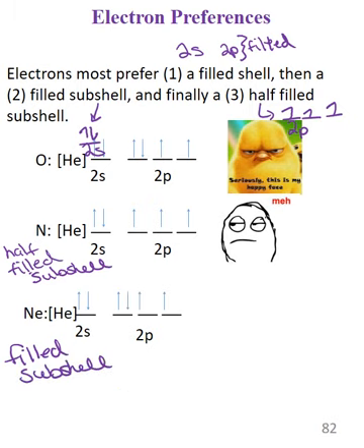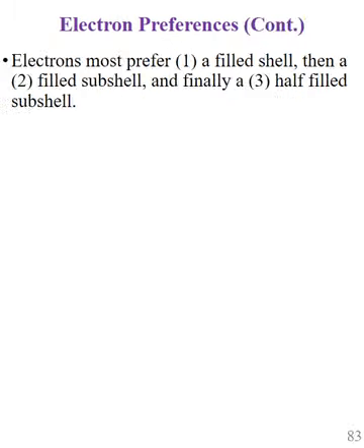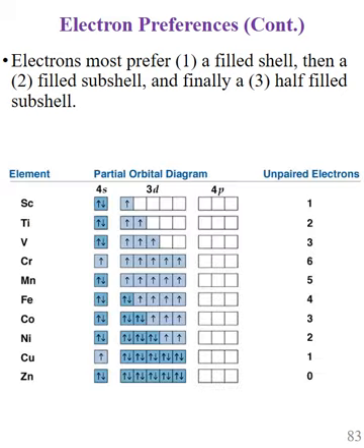I should also note that oxygen is kind of okay, but it does have a filled subshell right here. But even then, it's not that great because really what they're looking at is this last one. So we said electrons most prefer a filled shell, and then they prefer a filled subshell, and finally a half-filled subshell. Let's look at these transition metals.